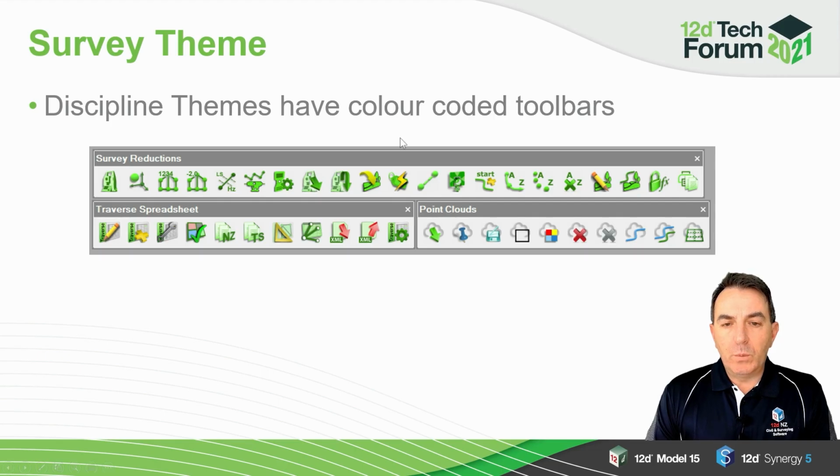Now, more familiar with what you might consider to be a theme, so other software might have a change in colors as opposed to 12D, which does much more operations within the theme itself. The discipline themes in 12D model version 15 have always been color-coded, and the idea behind that is if you prefer using toolbars, when you're glancing around the screen, if you've got a consistent color which has all of your survey operations on it, it also makes navigation easier and your workflows more efficient.